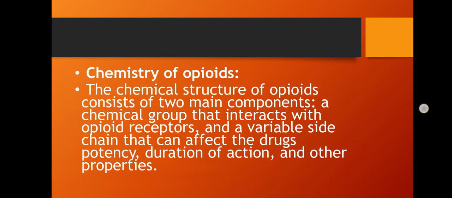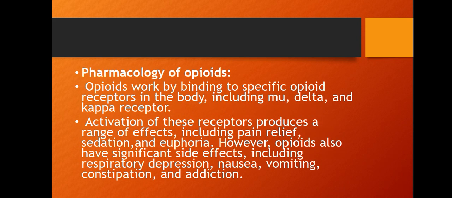Pharmacology of opioids. Opioids work by binding to specific opioid receptors in the body, including mu, delta, and kappa receptors. Activation of these receptors produces a range of effects, including pain relief, sedation, and euphoria. However, opioids also have significant side effects, including respiratory depression, nausea, vomiting, constipation, and addiction.